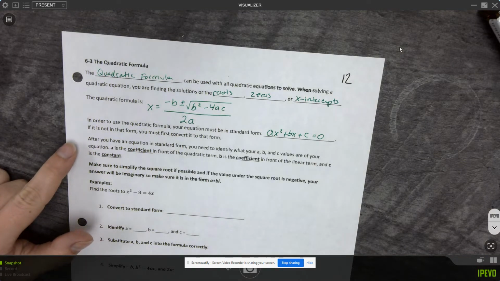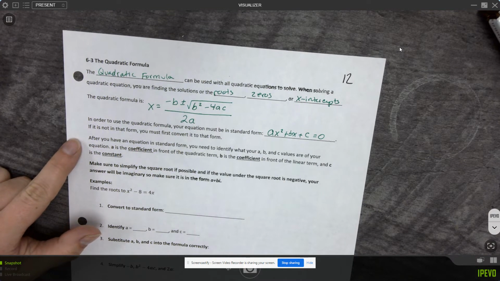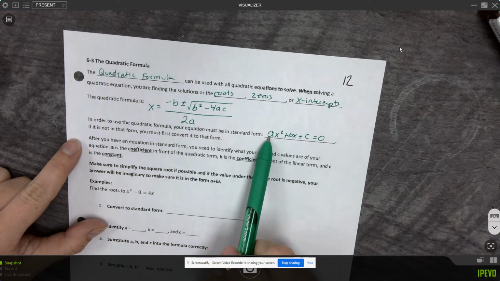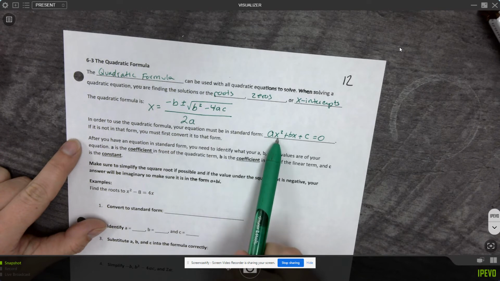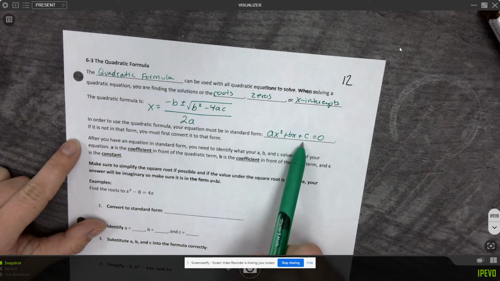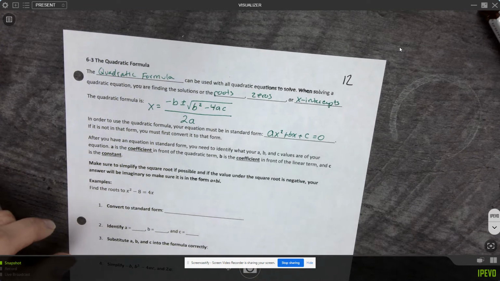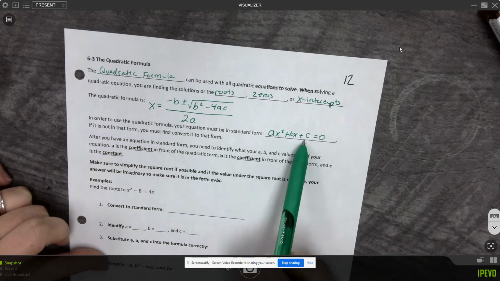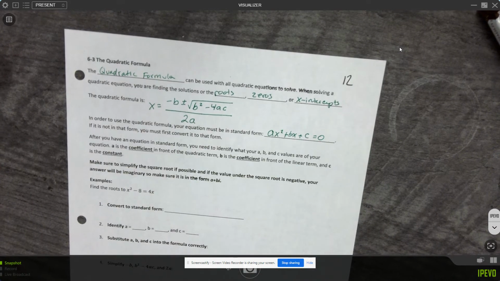After you have your equation in standard form, you need to identify your values for a, b, and c. A is the number in front of your quadratic term, ax squared. This number right here. B is your number in front of your linear term, bx, whatever number's here. And c is your constant, the number by itself. Paying very close attention to if there are any negatives in front of any of those numbers.